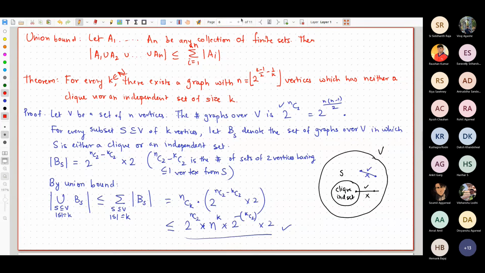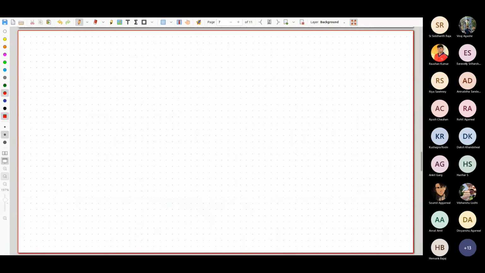Okay, so what do we have? We have the number of bad graphs which have a k clique or a k independent set.